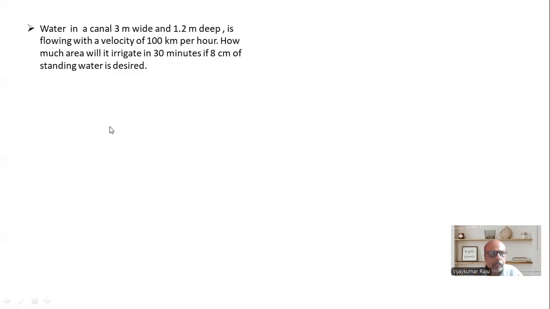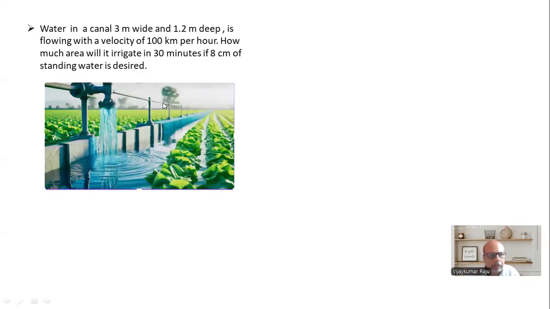That is, we want to irrigate the field with the water coming from the canal. The canal is 3 meters wide and 1.2 meters deep, and we want 8 centimeters of standing water. See how it looks. So you see the water is standing up to a height of 8 centimeters and it's irrigating the entire field. Getting an idea? And we are irrigating it with the water from the canal.